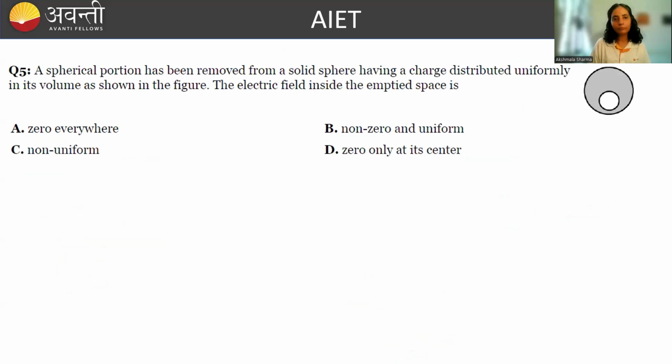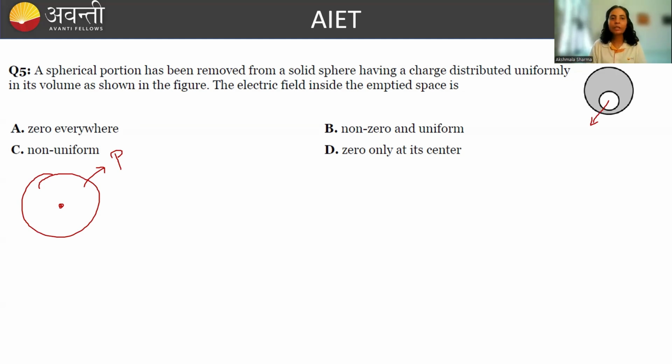Now, a spherical portion has been removed from a solid sphere having a charge distributed uniformly in its volume. So there is a solid sphere having uniform charge density, say rho. Now from it, we are removing a cavity of this shape. The electric field inside the emptied space is?